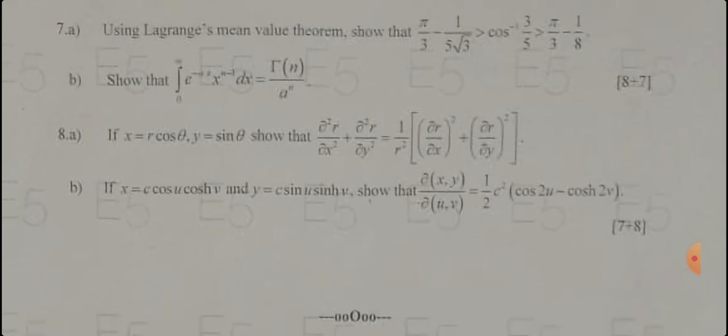And 8th B bit, if x equal to c cos u cos hv and y equal to c sin u sin hv, then show that that is equal to the given value. You are going to calculate the Jacobian, dou of x comma y divided by dou of u comma v. Here x and y are the functions, and u and v are the variables. Differentiate directly dou x by dou u and dou x by dou v. Similarly, dou y by dou u and dou y by dou v. Use the Jacobian formula and you will get your corresponding answer.